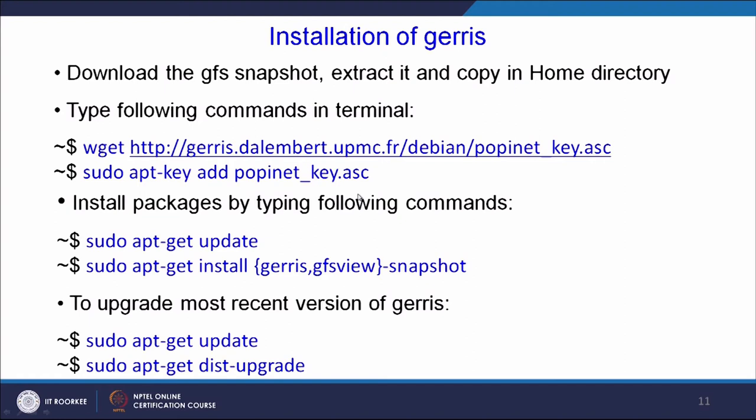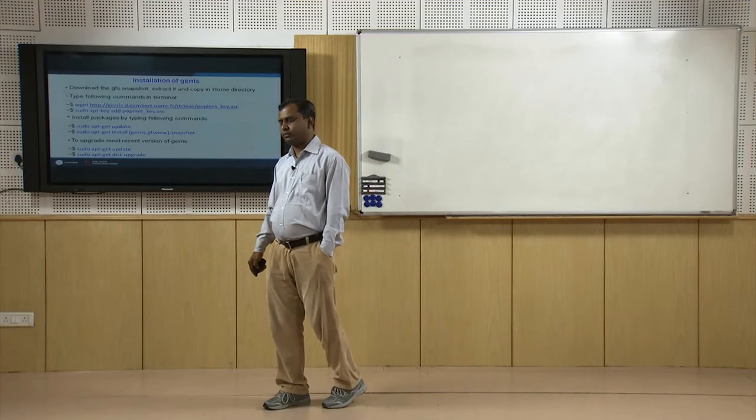So you will find the key being downloaded, and then in the command prompt you can give sudo apt-get update. Don't forget to change your repository to the universal repository before doing this update. Once you have updated, you can type sudo apt-get install jdis, gfsview-snapshot. This will download and install the present stable version of JDIS as well as GFS view. Now to upgrade to the most recent version, you can go through two steps, sudo apt-get update and sudo apt-get dist-upgrade. It will upgrade to the newest version available.